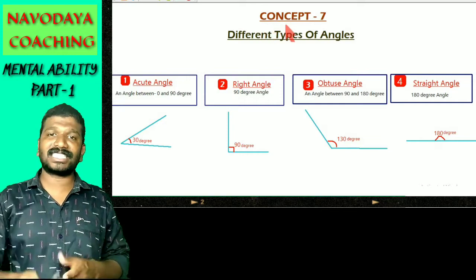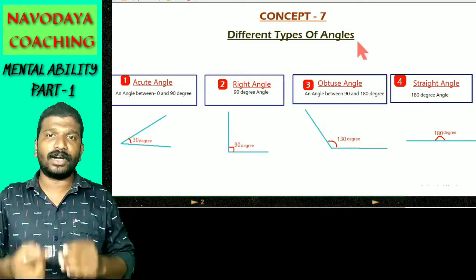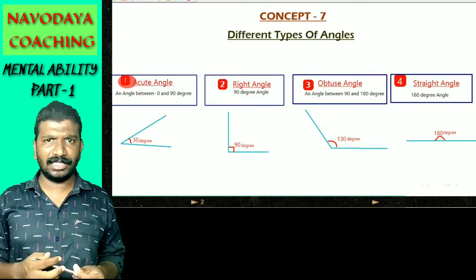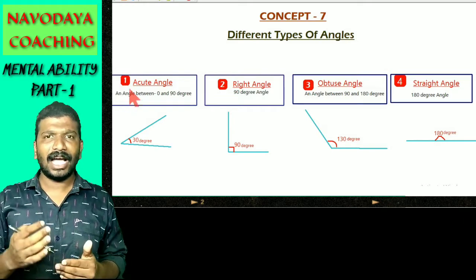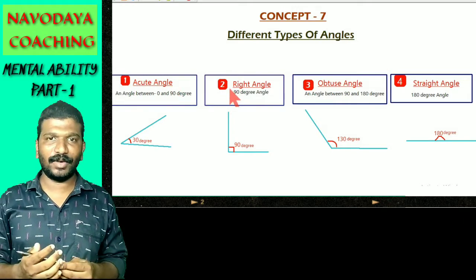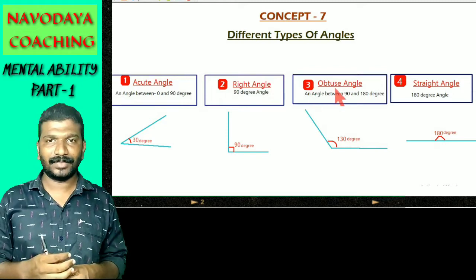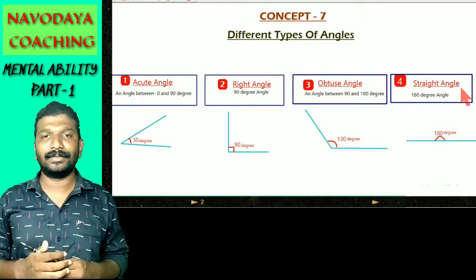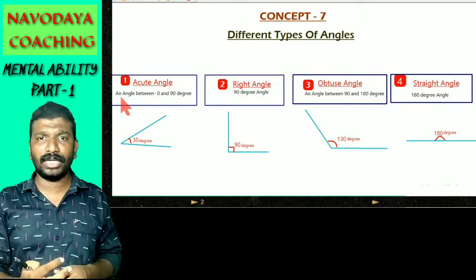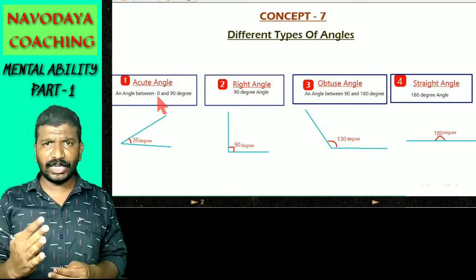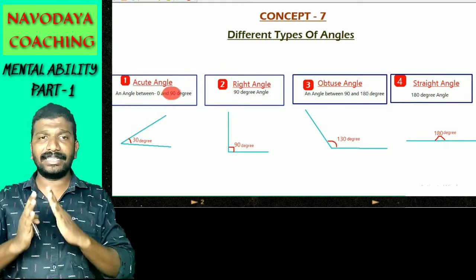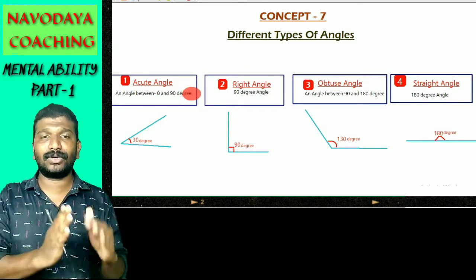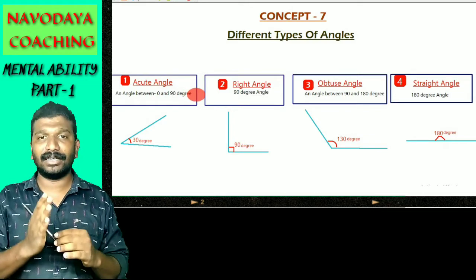Next, concept number 7, different types of angles. Here we are studying only 4 types of angles. First one, acute angle. Second one, right angle. And third, obtuse angle. And the fourth, straight angle. Shall we check the first one, acute angle? An angle between 0 and 90 degree is called an acute angle.